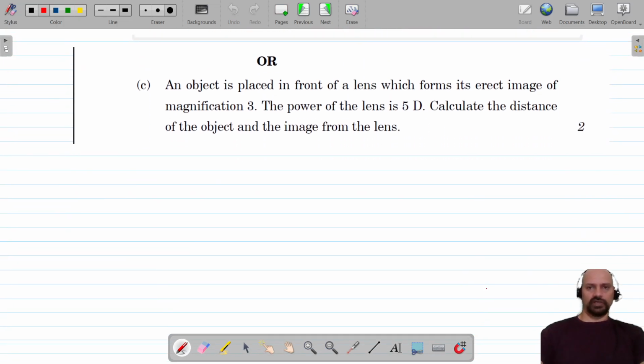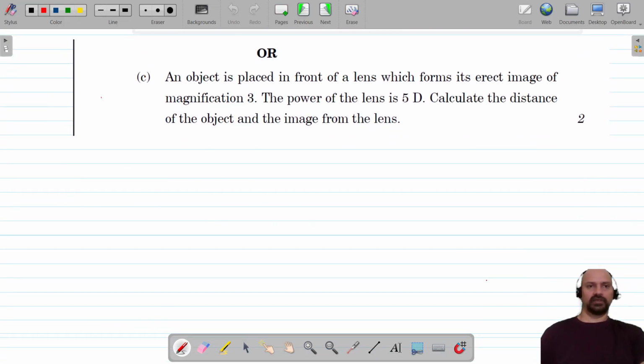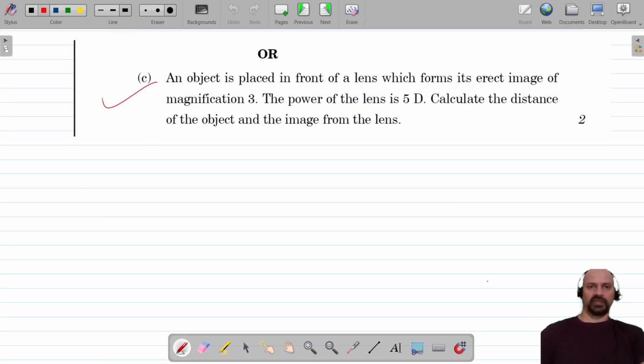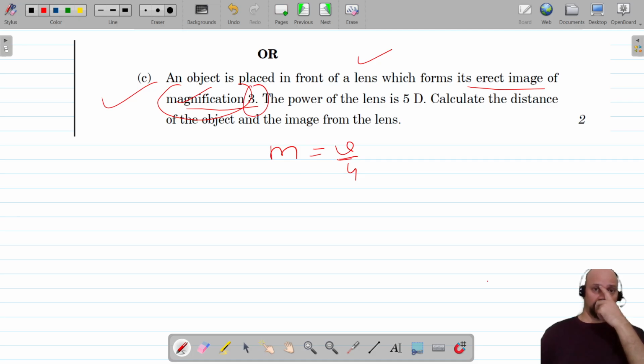So the next part, the third, this is part C. Once again, you can do any one of these. An object is placed in front of a lens which forms its correct erect image of magnification 3. This is lens and magnification. So the magnification of the lens is given by V by U, and this is given. So 3 is equal to V by U, V is equal to 3 times U. So image distance is equal to 3 times the object distance from the lens.